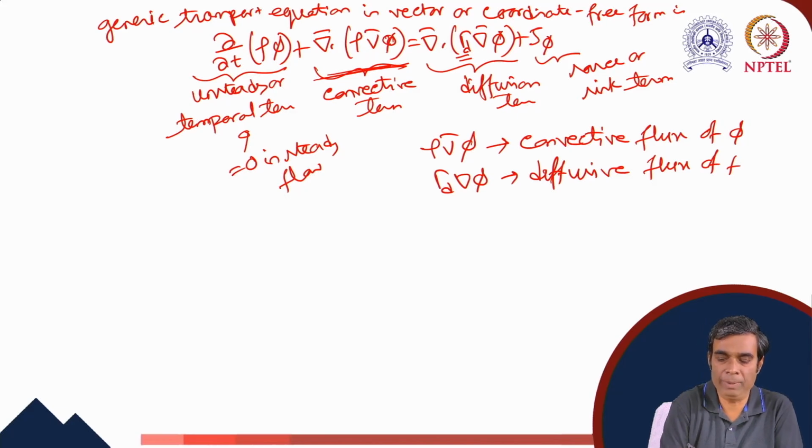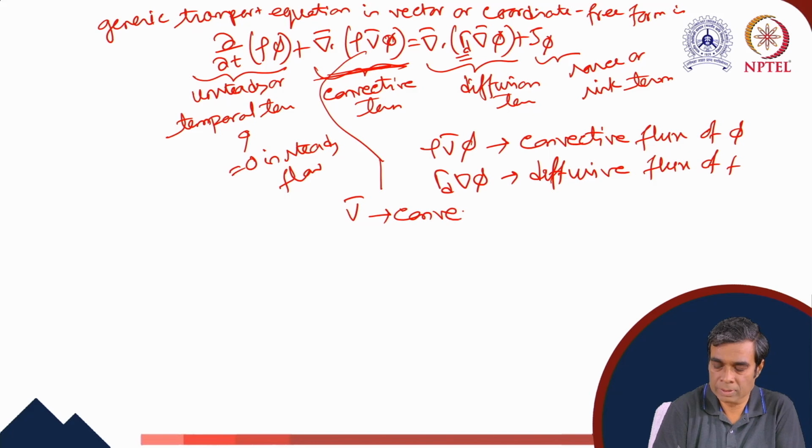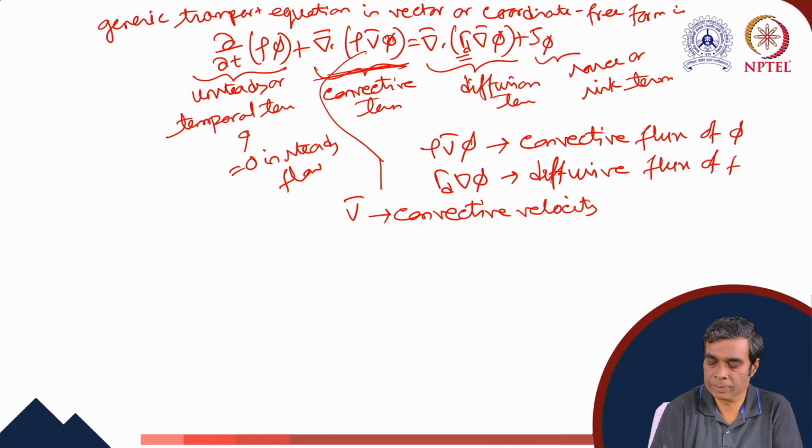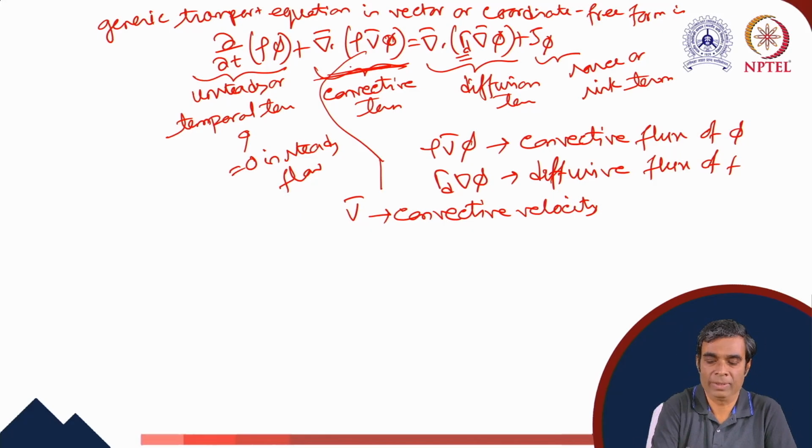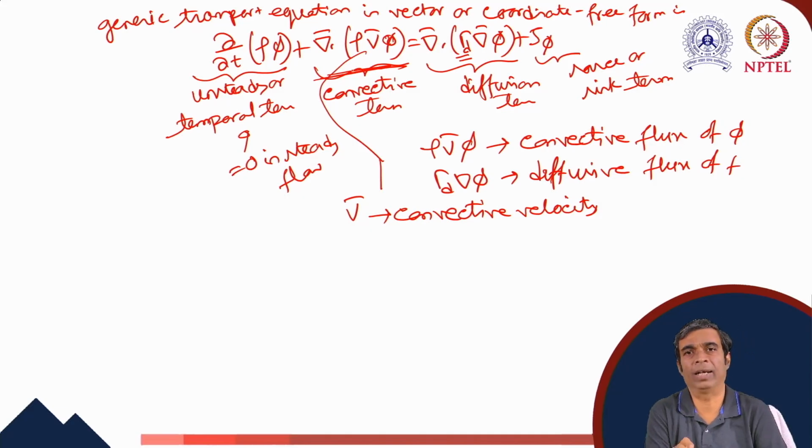Now in this rho v bar phi, the quantity v bar is known as the convective velocity. So I just write it: this v bar is known as convective velocity. Now this particular format, where the terms are written in the divergence form, divergence of convective flux and divergence of diffusion flux, we say is the strong conservative form of the governing equations.